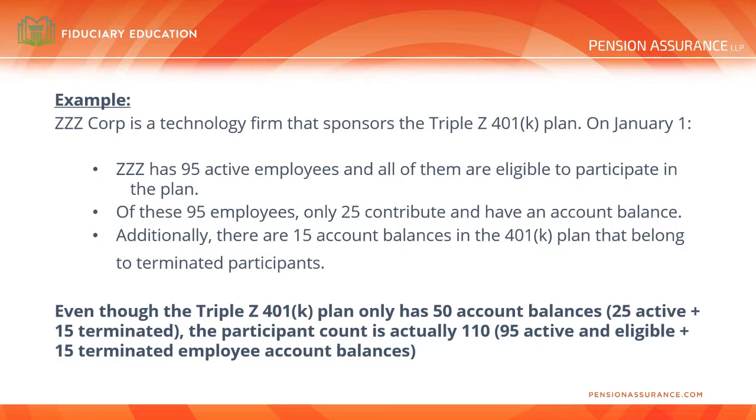So even though on the surface this may look like they only have 50 account balances and they're nowhere near becoming a large plan, in actuality they have 110 account balances because we need to pick up those eligibles and the terminated accounts.